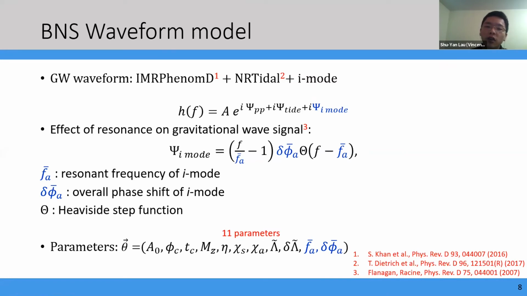From this, we can derive the extra phase shift due to the I mode as this formula, which depends linearly on the overall phase shift on the orbit. It also depends on a Heaviside step function, which indicates that this phase shift happens only after the frequency sweeps through the resonant frequency of the I mode. So within this waveform, there are a total of 11 parameters, such as the chirp mass, the mass ratio, the spins, but we're focusing on only the interfacial mode parameters, which are the resonant frequency and the overall phase shift.